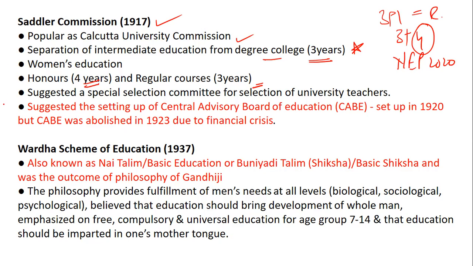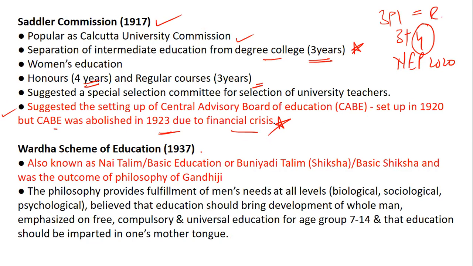And Sadler's Commission suggested setting up CAB, that is Central Advisory Board, which was set up in 1920 but was abolished in 1923 due to financial crisis. So your financial crisis impacted it. Then came the Wardha Scheme of Education.